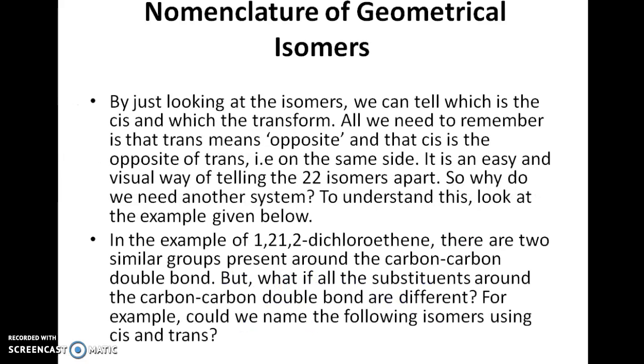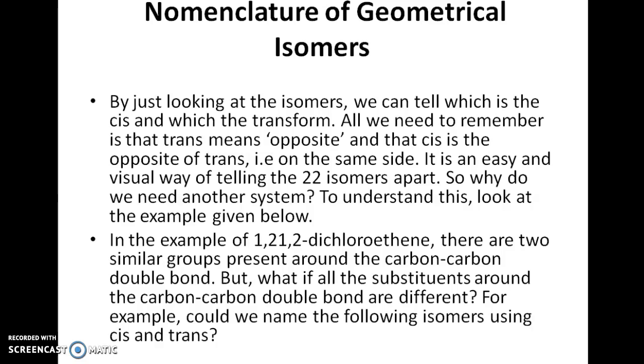So let us discuss the nomenclature of geometrical isomers. By looking at the isomers, we can tell which is trans and which is cis. So all we need to remember is trans means opposite, cis means on the same side. So it is an easy and visual way of telling two isomers apart. In the example of 1,2-dichloroethene, there are two similar groups present around the carbon-carbon double bond.